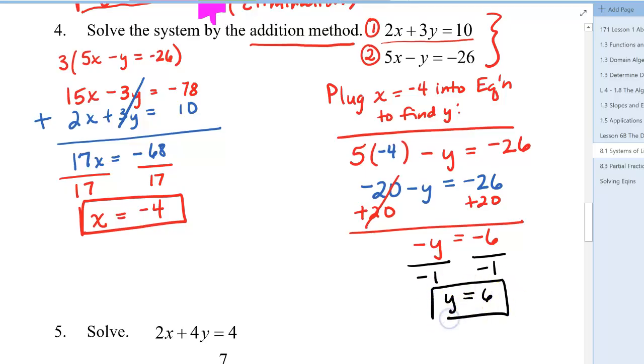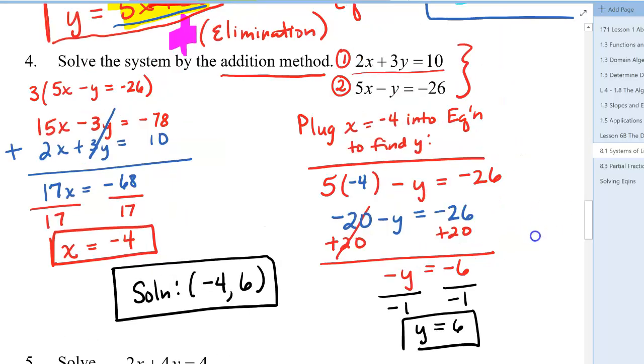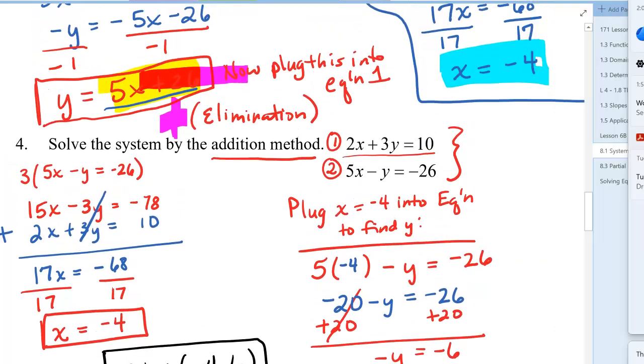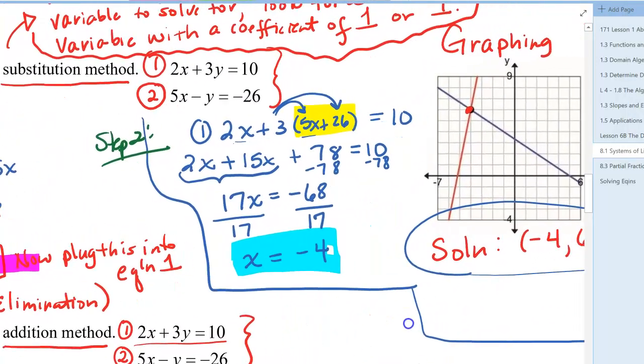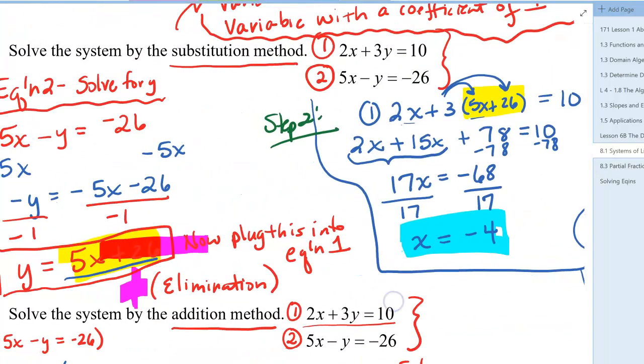So remember, the solution to the system is an ordered pair where x comes first and y comes second. So we want to list the solution as the ordered pair negative 4, 6, which is the same answer we got when we graphed this solution and the same answer we got when we solved it using substitution.